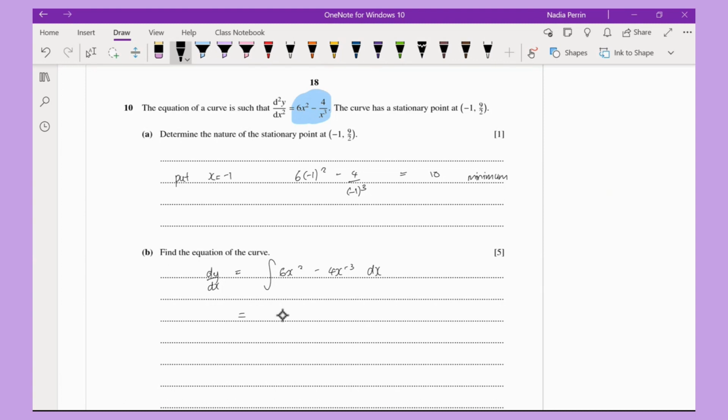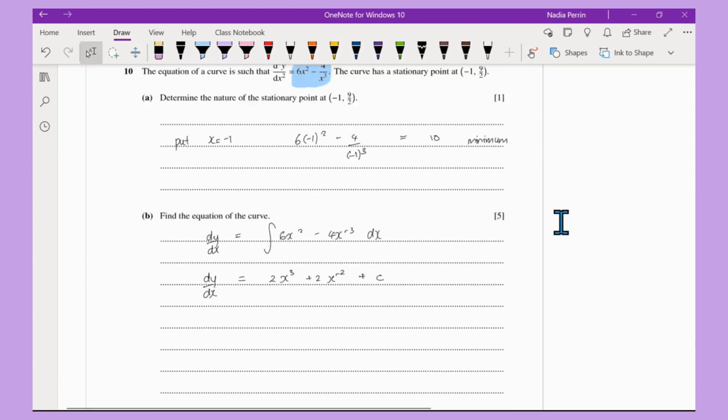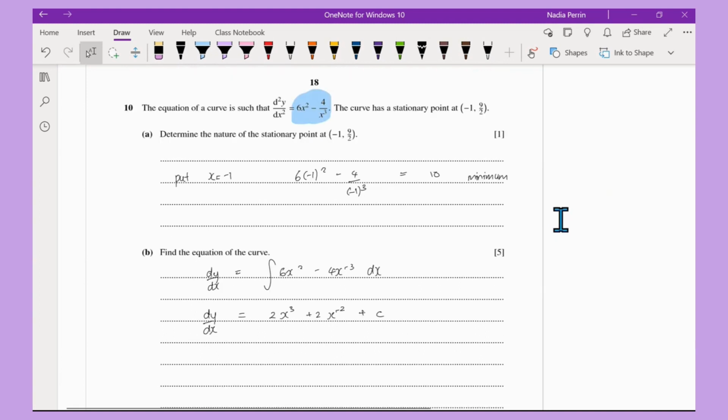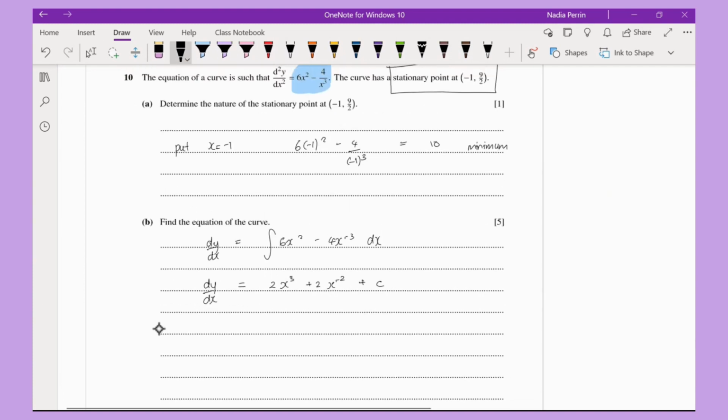So integrating there, I'm going to add 1 to the power, divide by the new power, add 1 to the power, divide by the new power, and then I'm also going to get a plus c. Now I need to find c, and I'm going to use that by looking at the fact that a stationary point occurs at this point. So we know that at x equals -1, dy by dx should equal 0. So we're going to substitute those things in. And if we do that, we find out that c is 0.